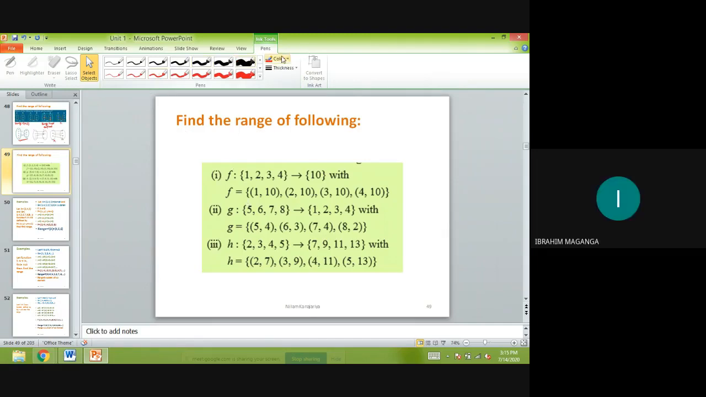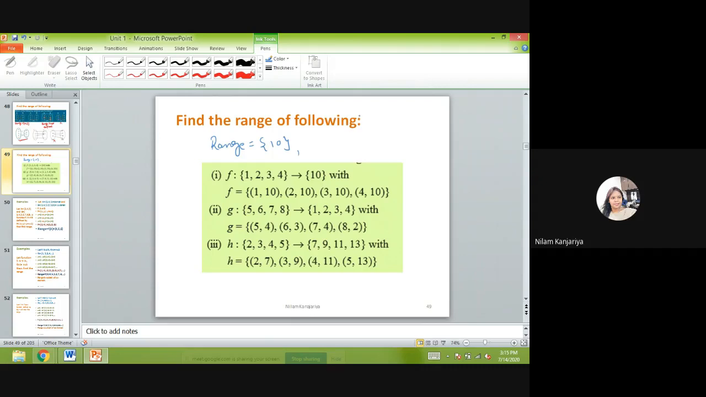Take some time. What is the range of the first one? The range is 10. Okay. Range of 1 is 10. Very good. Second one, the range is 4, 3, 4, and 2.